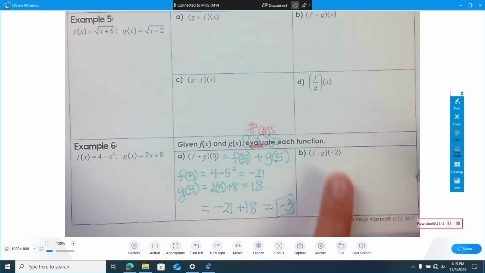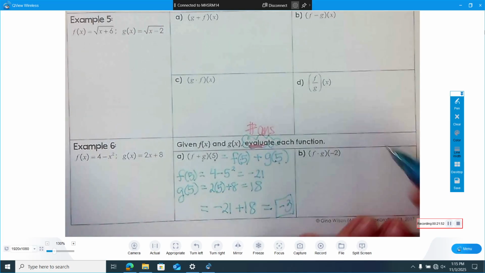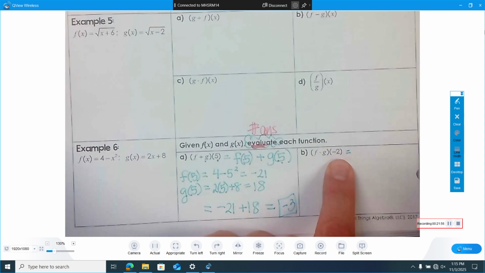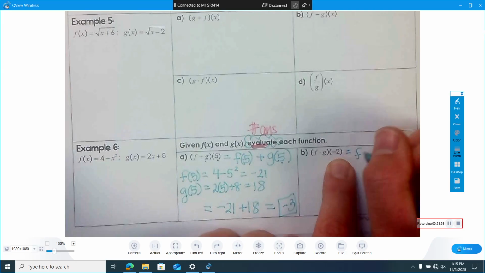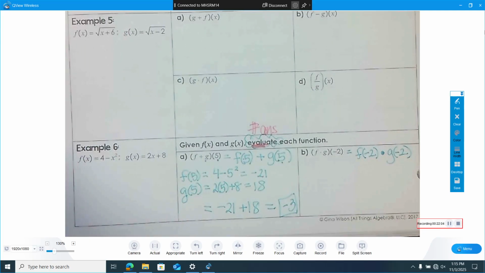You don't have to find a domain. Nope. And the domain here that we're using is 5. X is 5. That's all. I don't care about anything else. So here, this notation, f times g evaluated at negative 2. So this really means, hey, what's f evaluated at negative 2 times g evaluated at negative 2.